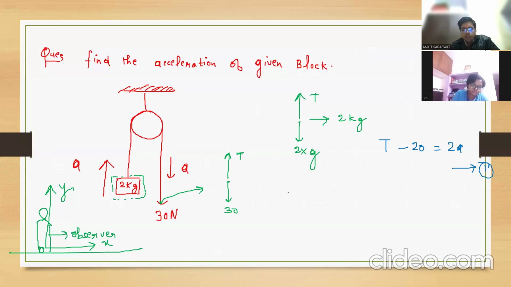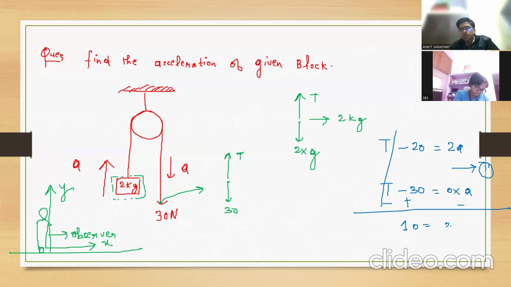For this case, you are applying T is up, 30 is down, but string is massless. String is massless like this. Then what is the answer you are getting? Elimination method, if you apply minus plus minus. Cancel: 30 minus 20 that is 10 and 2a minus 0 into a is actually 2a. So what is the answer you are getting? 5 meter per second square.